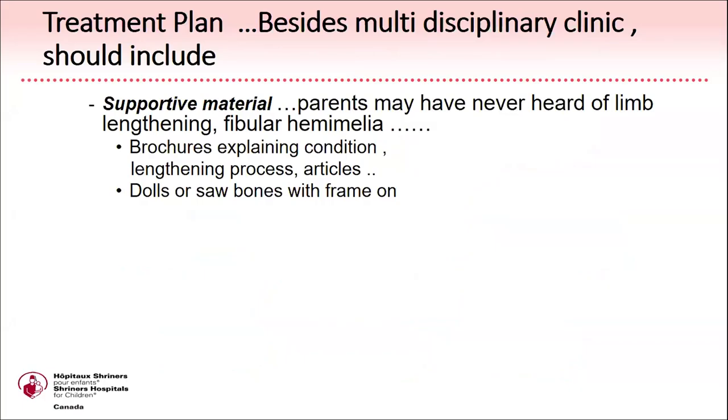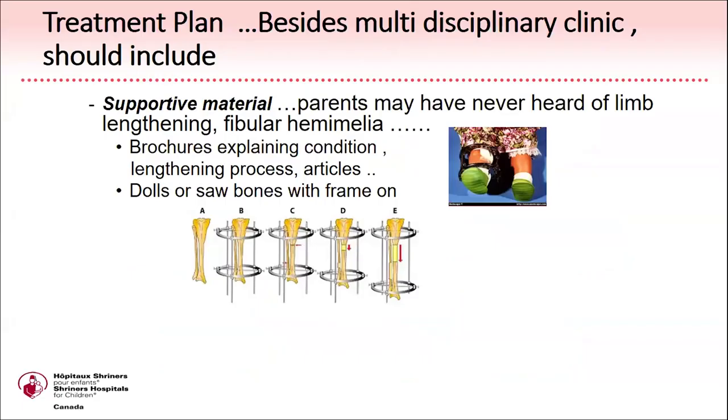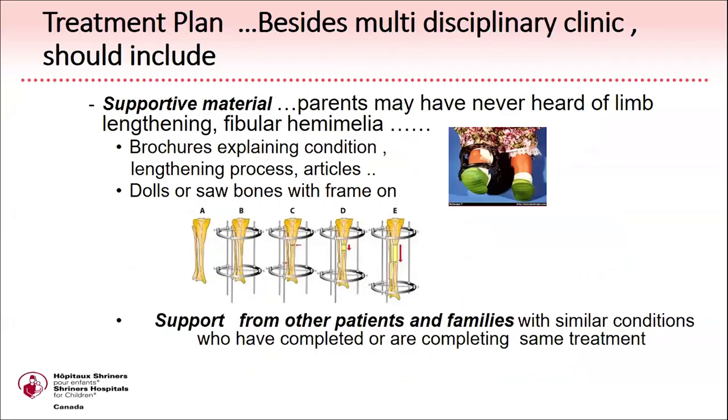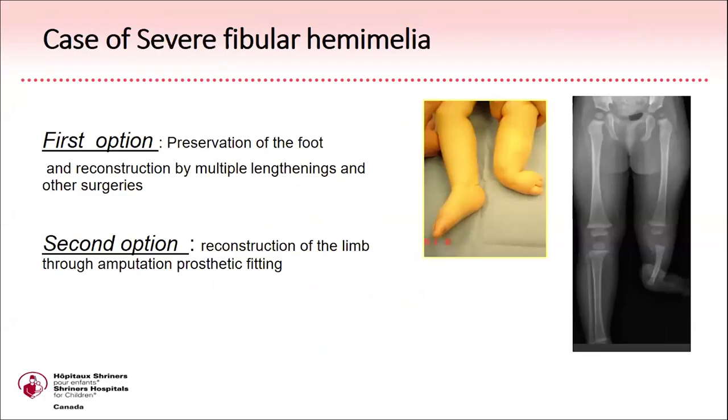Besides the clinic, there is also a lot of supportive material that can be used to help the patient and the family reach a reasonable plan of treatment, and that includes the brochure and multiple dolls to show the external fixators. For families who have children affected with this, and say we plan an amputation, they can see and meet other families and other children who had the same treatment.